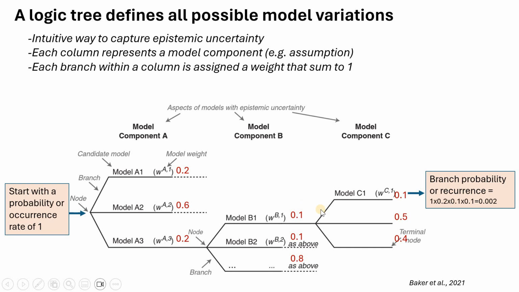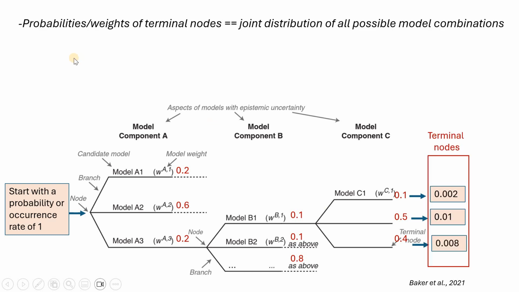And so when we've completed this calculation for all of the terminal nodes, we essentially see that the terminal nodes themselves end up summing to 1, or at least summing to whatever value we start with over here. And they represent a complete joint distribution of all the possible model combinations. So we can think of these as weights or probabilities of any of those given models. And there can be thousands of these terminal nodes.